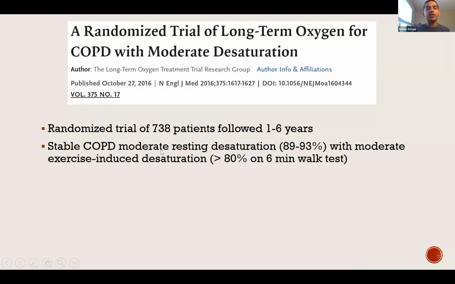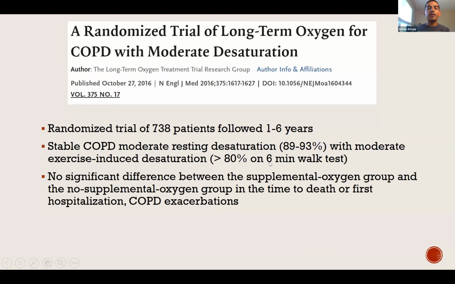The groups included those with moderate resting desaturation, 89 to 93%, as well as those patients who were desaturating with exertion. This was defined as, on a 6-minute walk test, desaturating into the 80s, but not less than 80%. One group was placed on 24 hours of oxygen for those with moderate resting desaturation, and exertional oxygen for those who desaturate with activity. The other groups were not placed on oxygen.